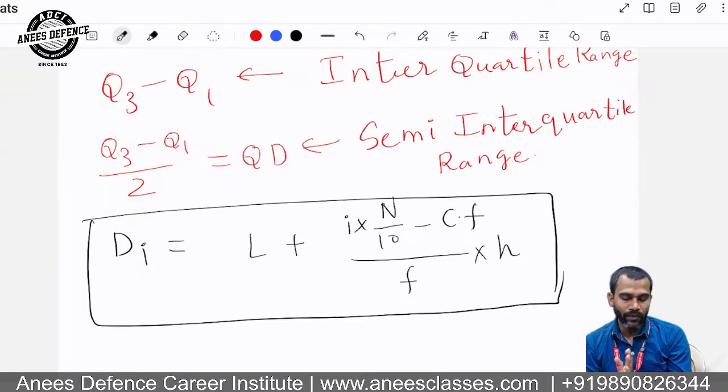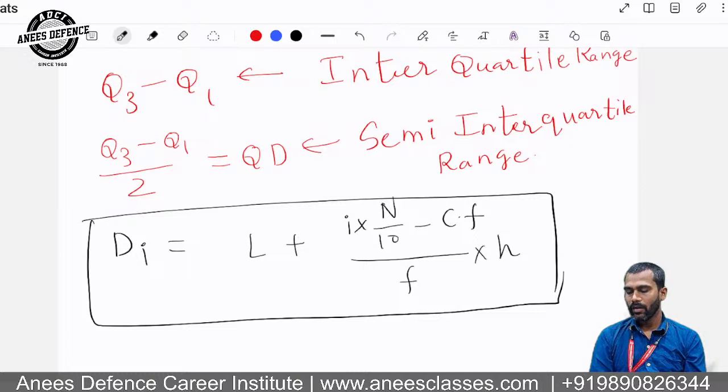Yes or no? What is D5? D5 means middle value. So D5 and Q2 would be the same, because here you are going to get N by 2 only. And the rest of the thing will be automatically the same. So the calculation will be the same, everything will be the same. Yes or no? Yes, sir.